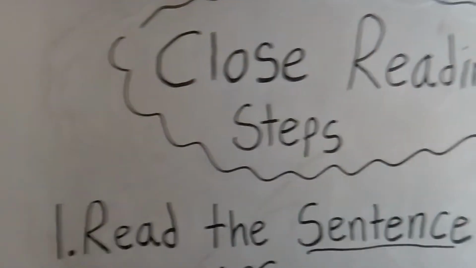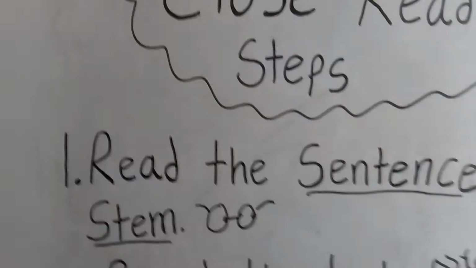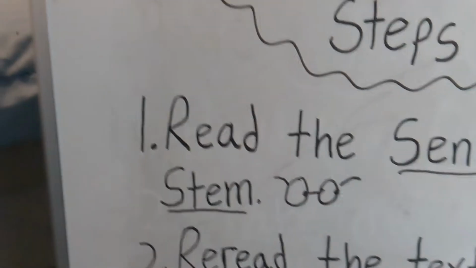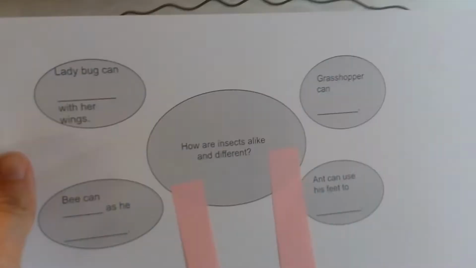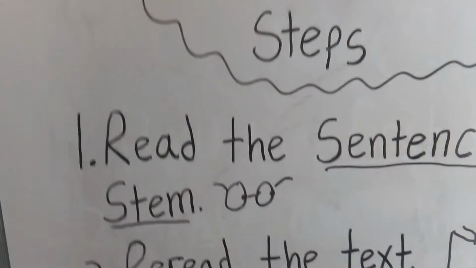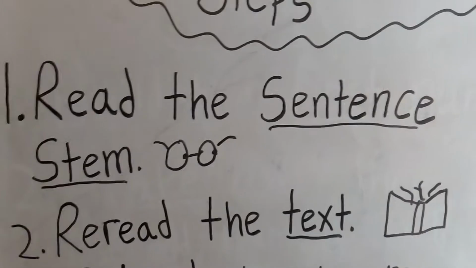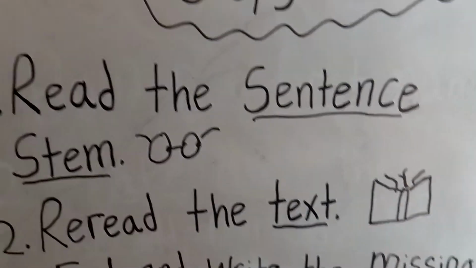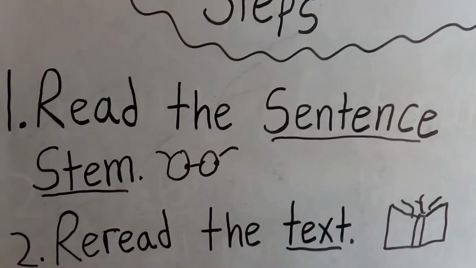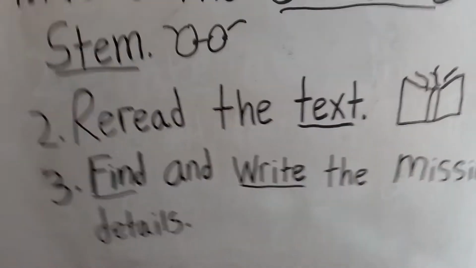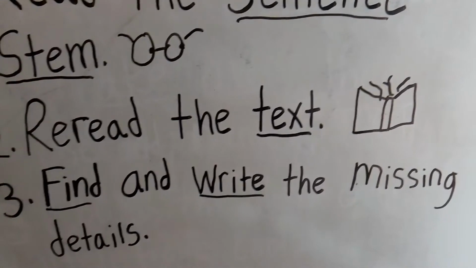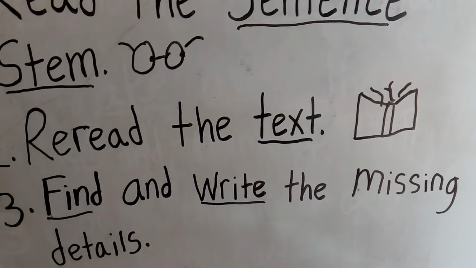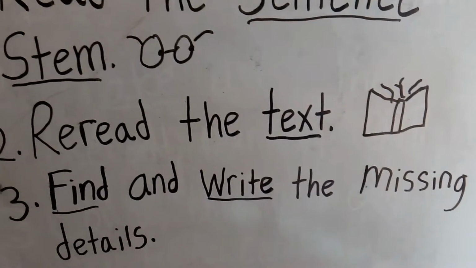So the first thing we need to do is read the sentence stem. And you will see our sentence stems on our maps that I've also provided for you in your Google Classroom. Step 2, it's always good to reread the text to refresh your memory to find that missing key detail. And finally, step 3 is we're going to go into that text, find the detail, and then write in the missing detail in the blanks on the sentence stem.